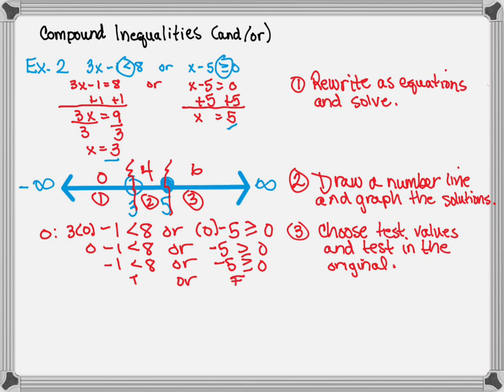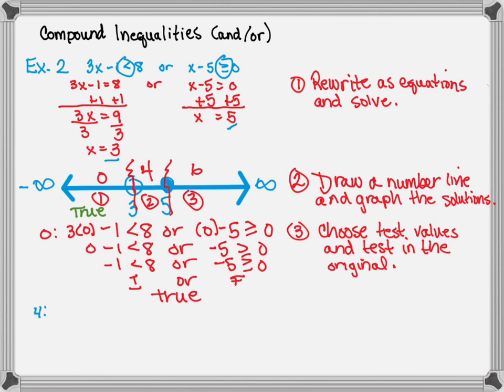But with or, for it to be true, one or the other or both can be true. The only time an or statement is false is if both statements here are false. So because one of our statements is true, this or statement is true. So I will put true on the interval where we got our test value of 0.